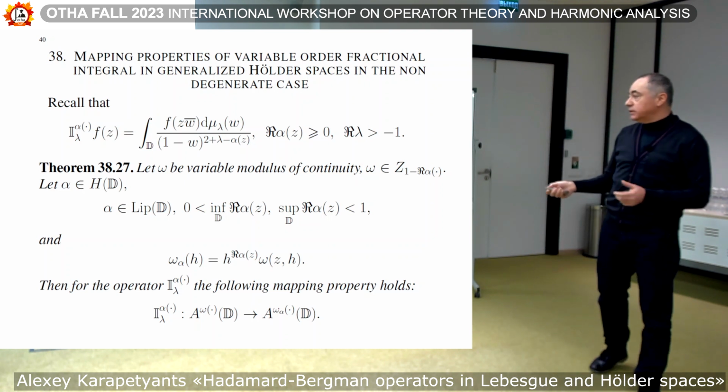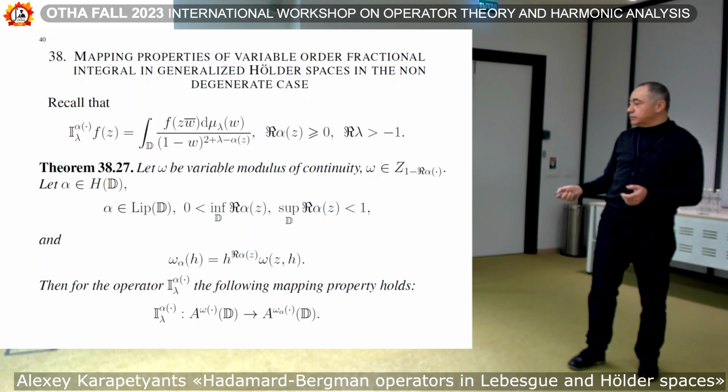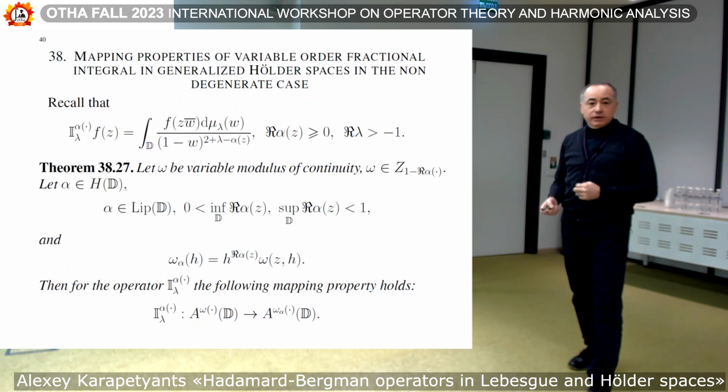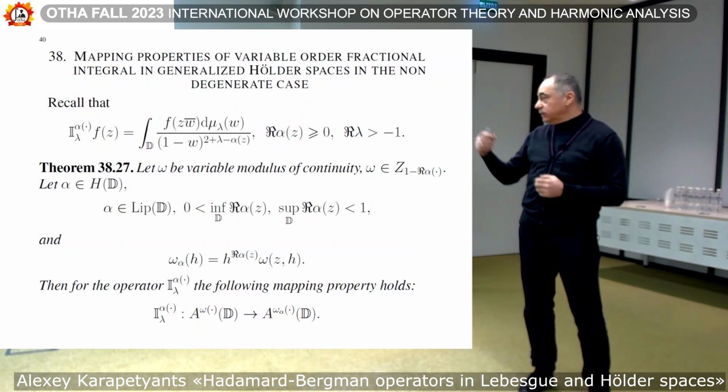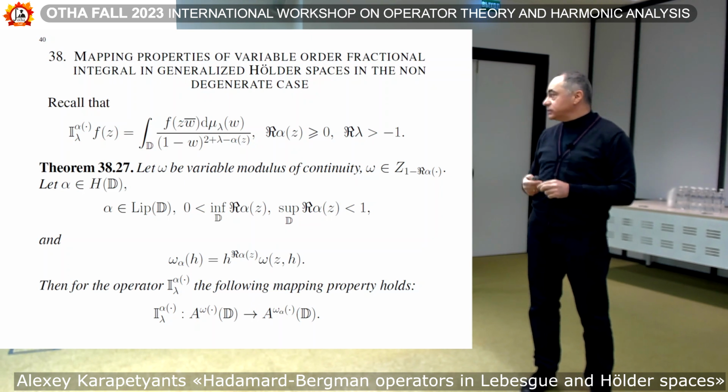And in this case, as I said, it improves, of course, the Hölder spaces. So it acts from A omega to A omega alpha, where A omega alpha is given by this modulus of continuity. So you have the old modulus, the first modulus of continuity, and you multiply by the classical h to the power real part of alpha.